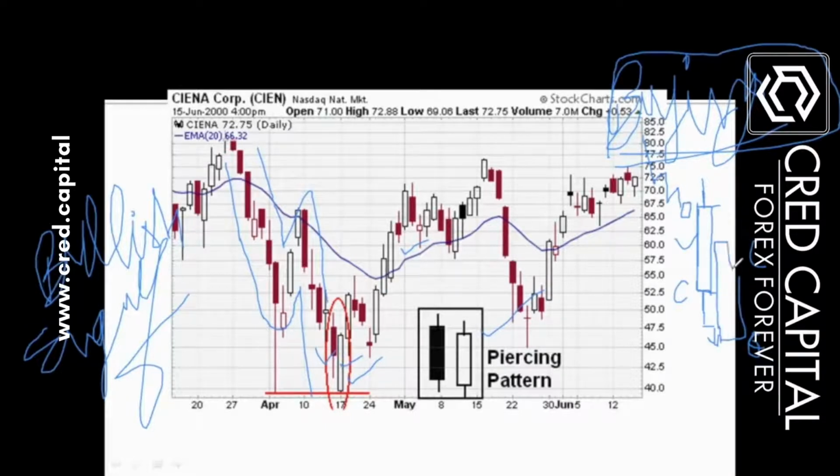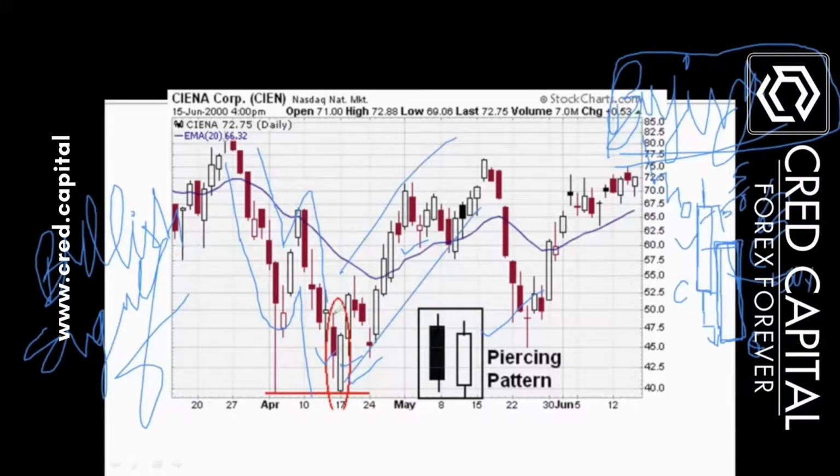It is going to cover half of the real body of the previous candle, meaning the sell candle. The buy candle will cover half of the real body of the sell candle, leaving 50% of the sell candle on the upper side and covering 50% from the lower side. And then after this buy candle, the market is going to reverse towards the upside.